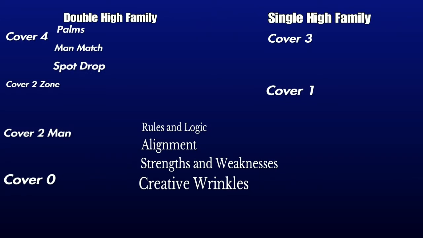All in all, this is what we need to go through. The double high safety look family: cover 4, cover 2 zone, cover 2 man, cover 0. And the single high family, cover 3 or cover 1. To the bottom right, we have the different things we have to go through for each and every coverage: the rules and logic, the alignment, strengths and weaknesses, and the creative wrinkles that you can implement into each coverage.